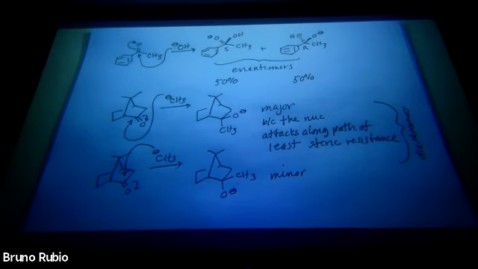Okay, so we see that the attack of a nucleophile on the carbonyl carbon can lead to a single compound, to enantiomers, and to diastereomers. So let's just try to reinforce this concept. Let's just do some problems and look at some specific examples.